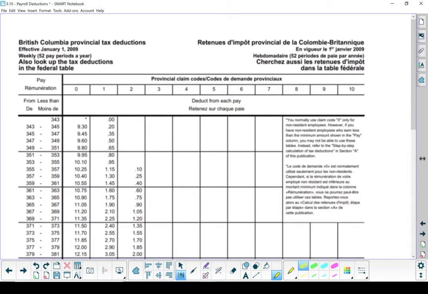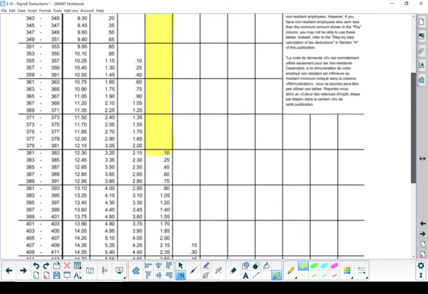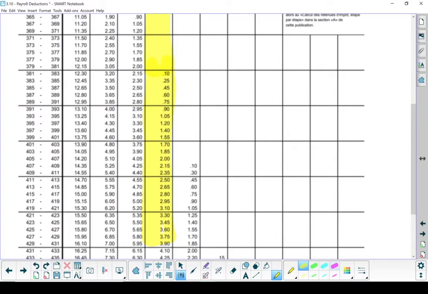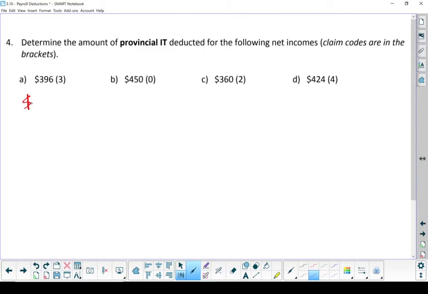Let's start by selecting our claim code. That's number 3. We'll start coloring in that column. We're looking for 396. Going to be right here. Provincial income tax in BC, $1.20. Put that down, $1.20. Move on to the next one.